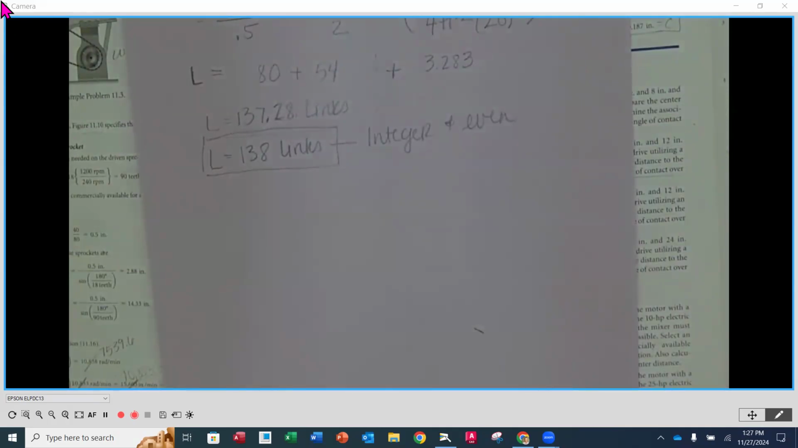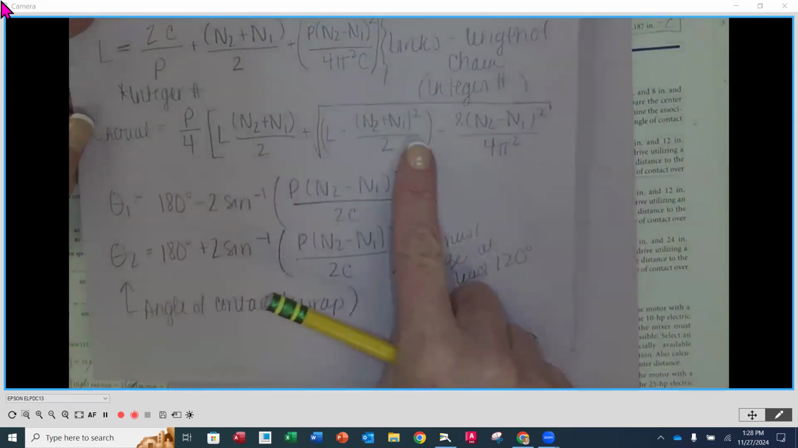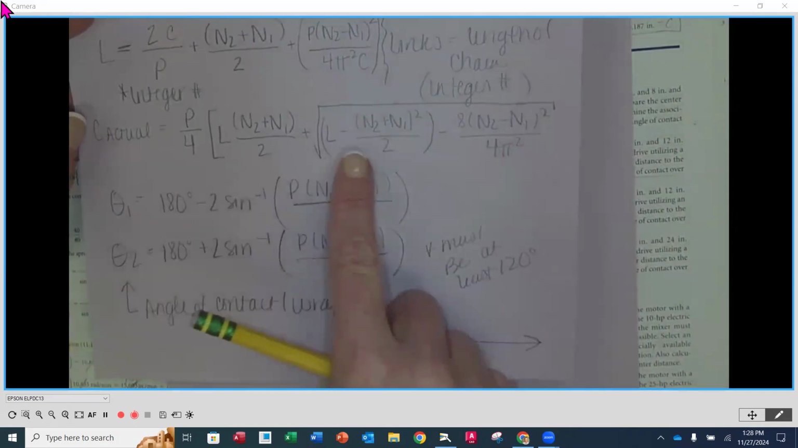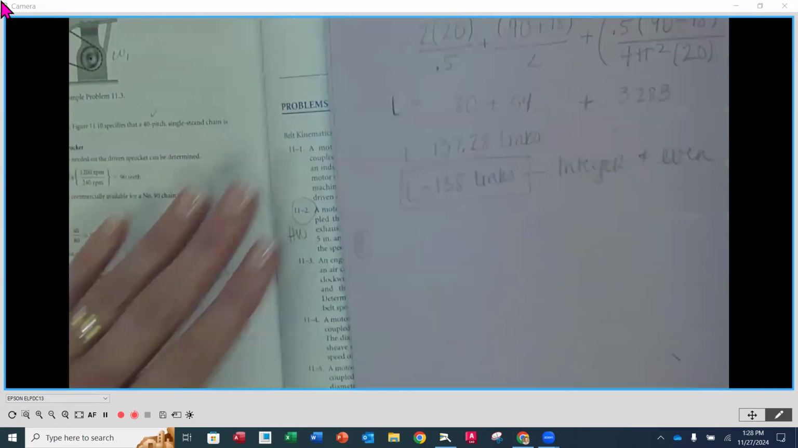Okay. And now that we have those set up and we know the size of our individual sprockets, what's the actual center distance now? What's the final center distance? And that is going to be the even longer equation that we see right here. This is center distance actual. Okay, so step number 7 is going to be the final center distance.